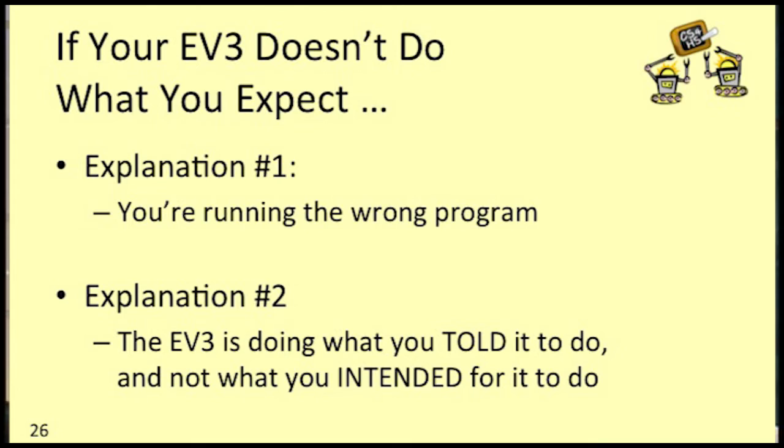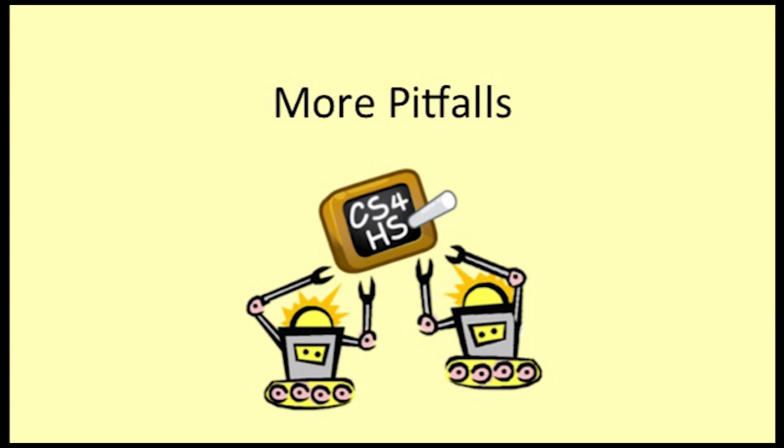So let's just review our checklist so far. We've seen 2 situations in which your EV3 may not do what you expect it to do. In the previous lesson, we ran a program on the EV3 that wasn't actually the same as the program on our computer. In this lesson, we assumed that the EV3 was smarter than it really is and didn't realize that we had to explicitly tell the EV3 to do something. In this case, wait for 2 seconds.